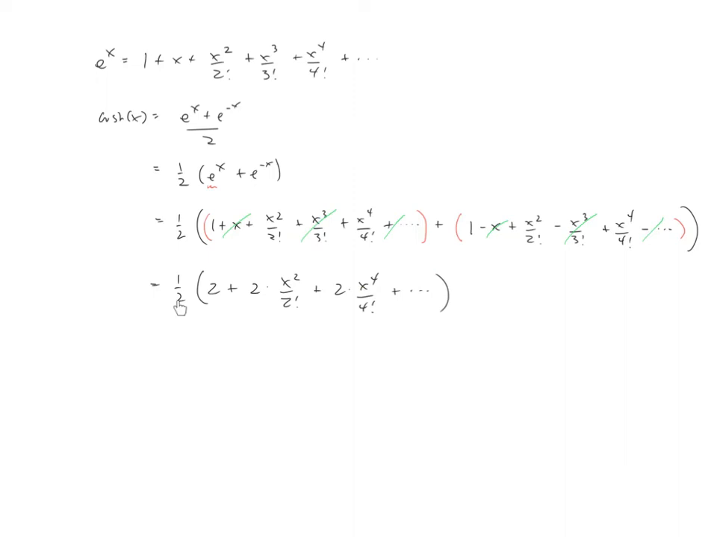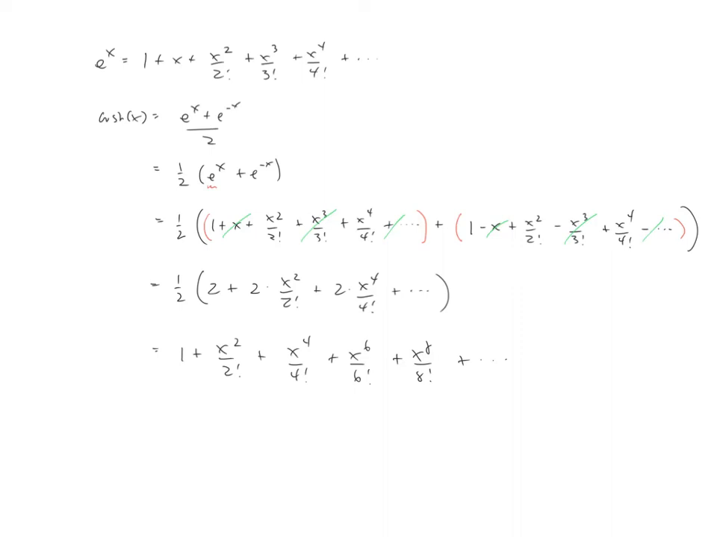So now when we take this 1/2 and distribute it, those 2's are all going to go away, leaving us with the result of 1 plus x squared over 2 factorial plus x to the 4th over 4 factorial plus x to the 6th over 6 factorial, x to the 8th over 8 factorial, all the way through. So there sits the Maclaurin expansion for hyperbolic cosine. And you can see how this relates to the trigonometric unit circle cosine that we've discussed earlier in, I believe, the previous video as well.